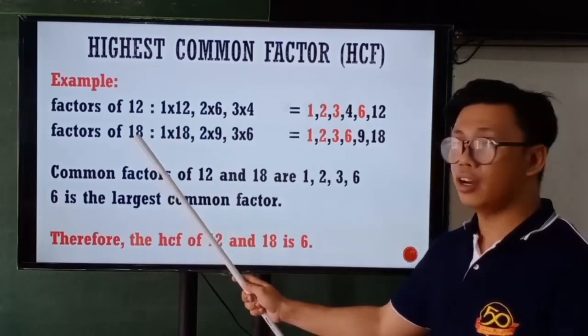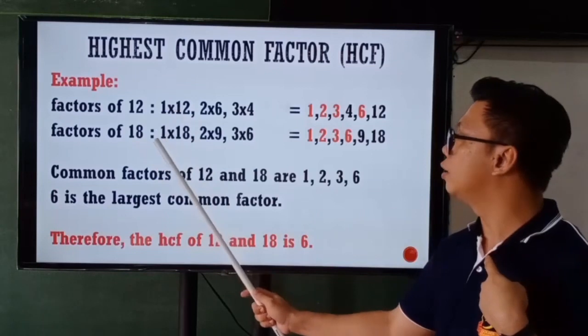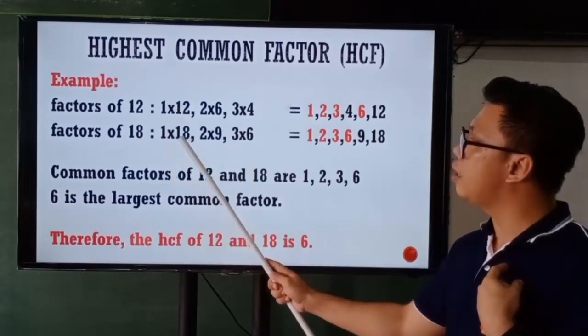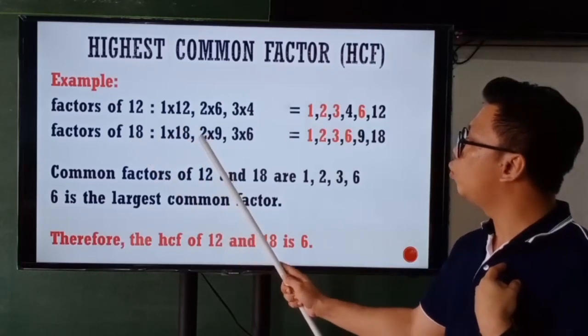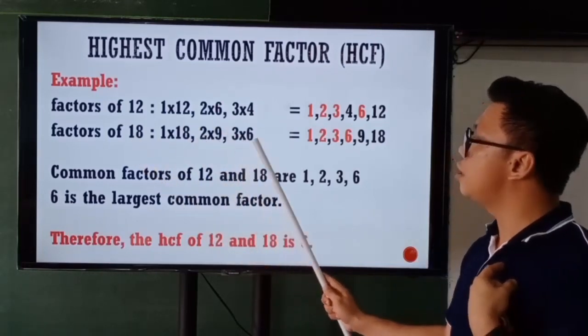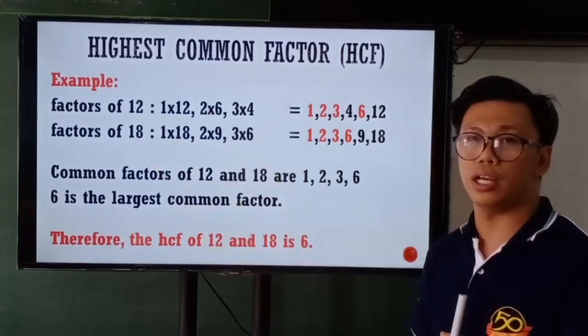The first method is we will get first the factors. So what are the factors of 18? We have 1 times 18 is 18. 2 times 9 is 18. 3 times 6 is 18. So those are our factors of 18.